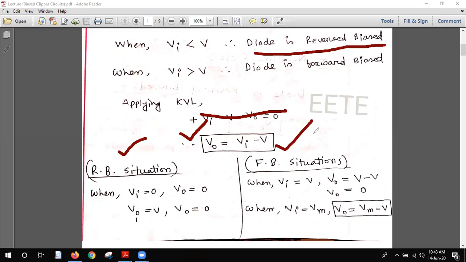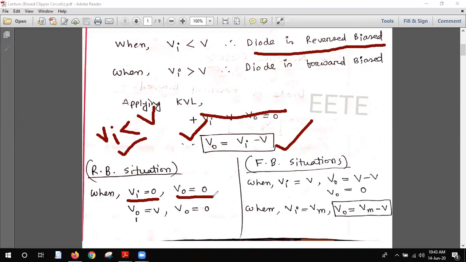The reverse bias situation happens when Vi is less than V. At the very beginning the value of Vi is 0. So what happens when Vi is 0? Suppose Vi is 0. When Vi is 0, what will be the output? The output will also be 0, because this is the reverse bias situation.